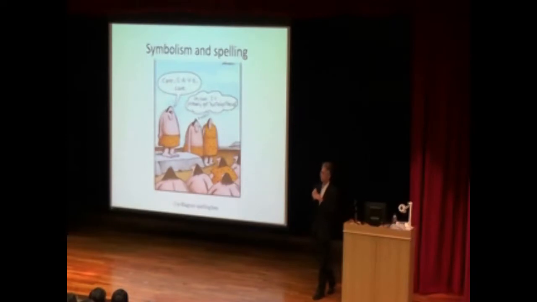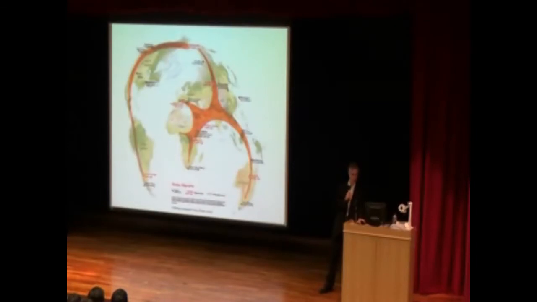And so, let's look at the transitions that led from our first gestures, our understanding of symbolism, all the way to spelling. And this is a long journey. I put up here this map, which is our latest understanding of how our species migrated. And what we've got is, so we start here about 200,000 years ago with the first Homo sapiens, and we spread around the world.